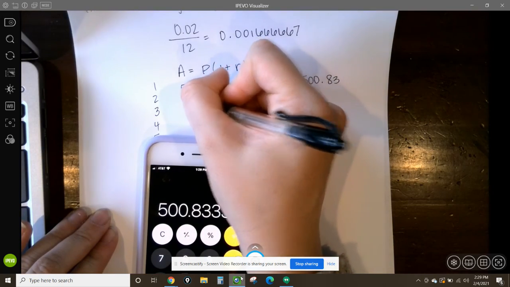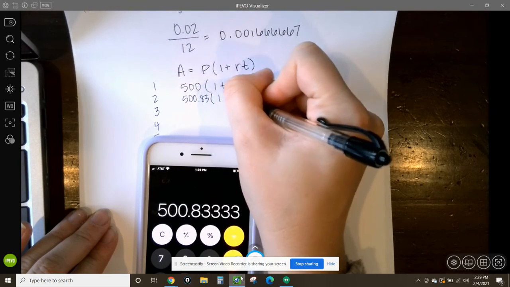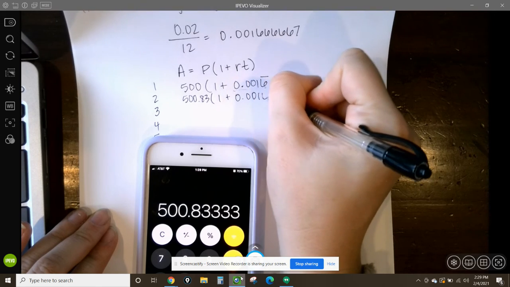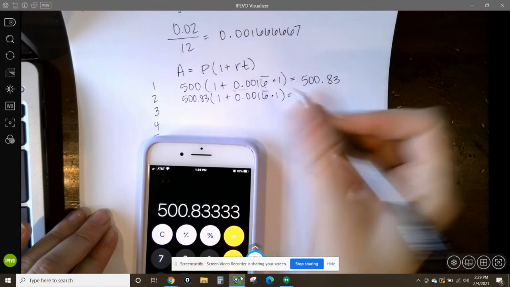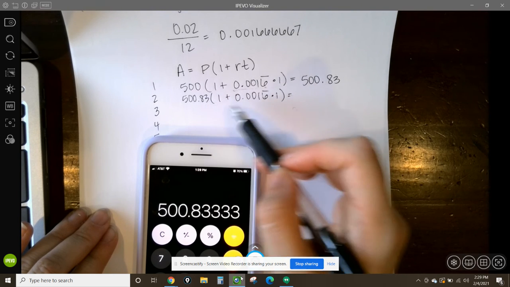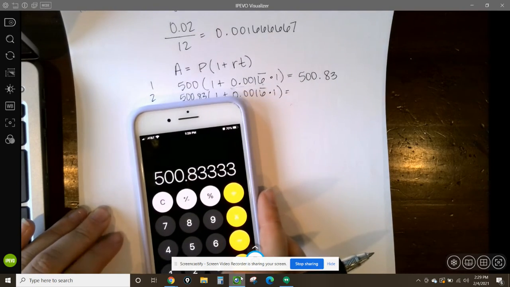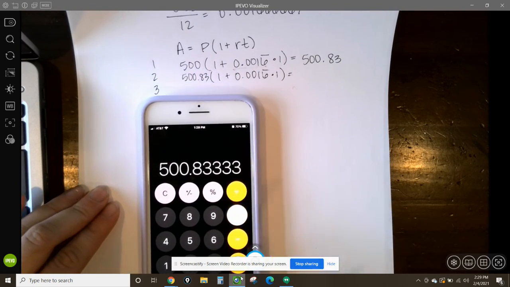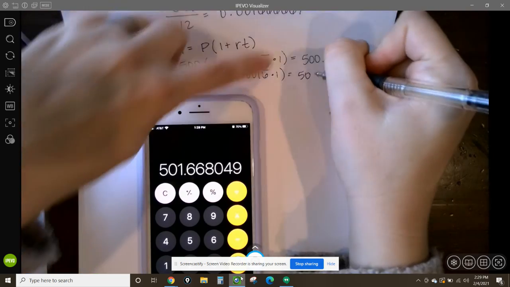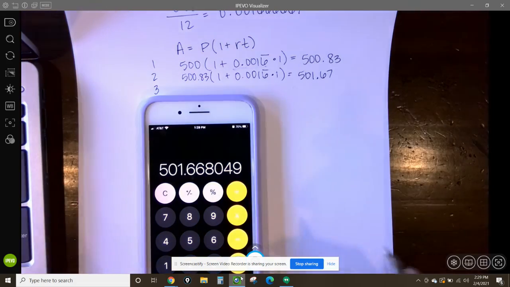Our principal for the second month is $500.83. I'm going to do the exact same thing, except my principal that I'm starting with now is a little bit higher because you got charged that interest from the month before. So I'm going to go 500.8333, and I can just leave that in my phone if I want. And I'm going to go times 1.00166666, put some 6s in. So now I'm at $501.67 if I'm rounding there.